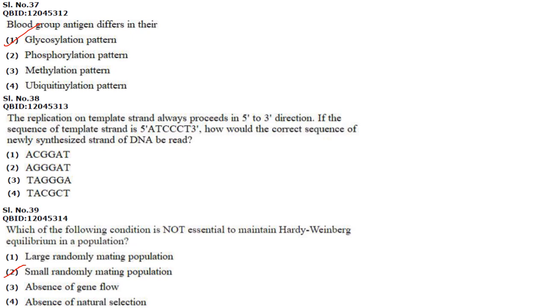So large randomly mating population, that is characteristic of a Hardy-Weinberg equilibrium. Small randomly mating population, that is not essential to maintain Hardy-Weinberg equilibrium in the population. Absence of gene flow, absence of natural selection, they both are essential to maintain Hardy-Weinberg equilibrium.